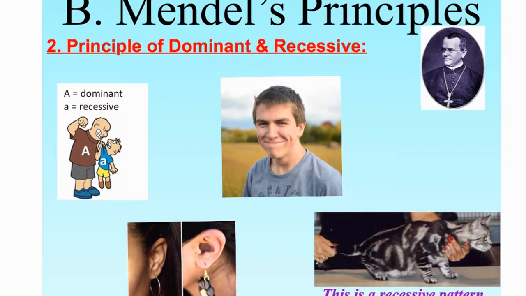And Mendel's second principle, that he observed by studying pea plants and other plants, is that he learned that certain alleles are dominant and other alleles are recessive.